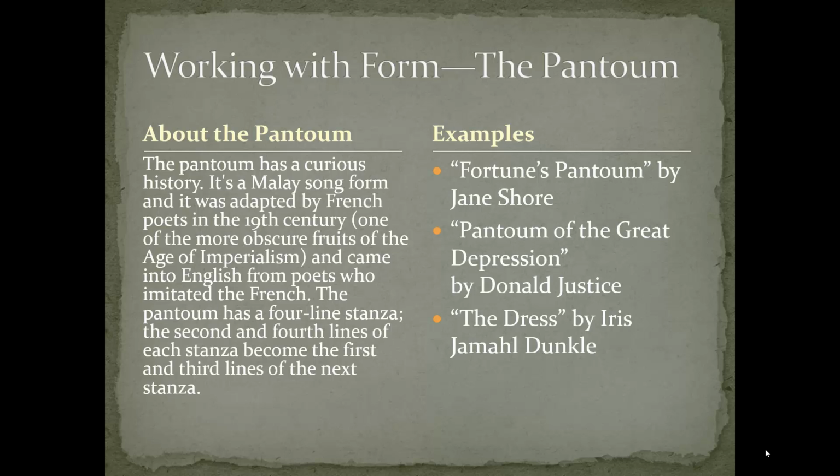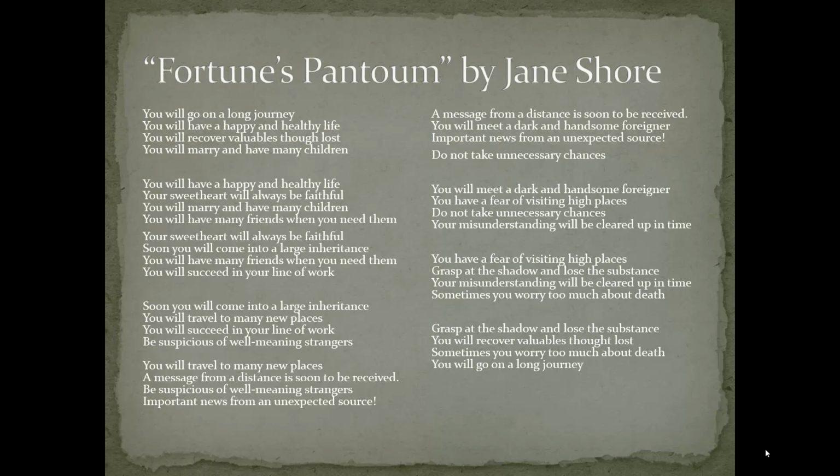There's 3 examples that I have for you. Fortune's Pantoum by Jane Shore, Pantoum of the Great Depression by Donald Justice, and my own poem, The Dress, which will be listed here. So let's start with Fortune's Pantoum by Jane Shore. What Jane did in this poem, she actually found a bunch of fortunes from cookies and used these as a way to tell a different story. So there's only a couple of original lines in this poem, so mainly it's a found poem. And by found poem, I mean it's a poem that uses words that she found somewhere else.